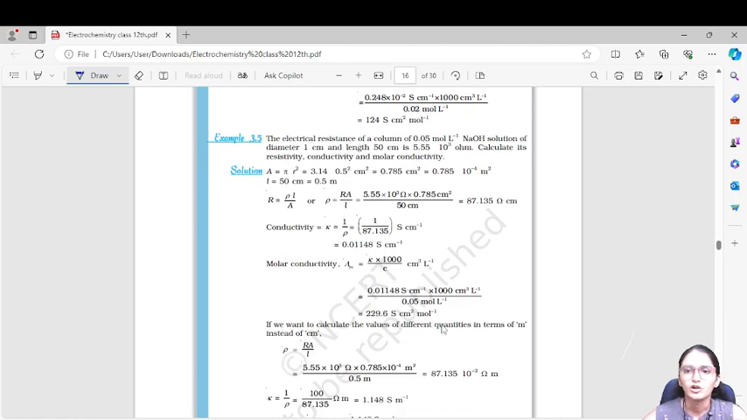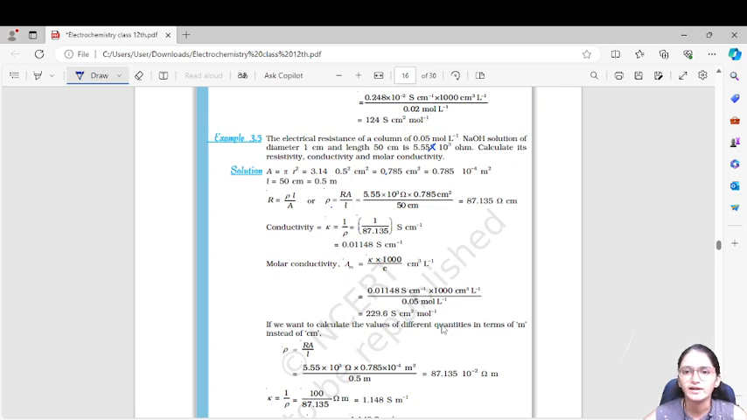Electrical resistance of a column of 0.05 mole per liter NaOH solution of diameter 1 cm and length 50 cm is 5.55 into 10 raised to 3 ohm. Calculate its resistivity, conductivity, molar conductivity. Now resistivity means rho, so you have to put the rho formula, and what is given here? Electrical resistance, so R value is given. Diameter is given, that is 1 centimeter. Length is given, 50 centimeter. So L is 50 centimeter, which is converted into meter over here, and area is pi r square.